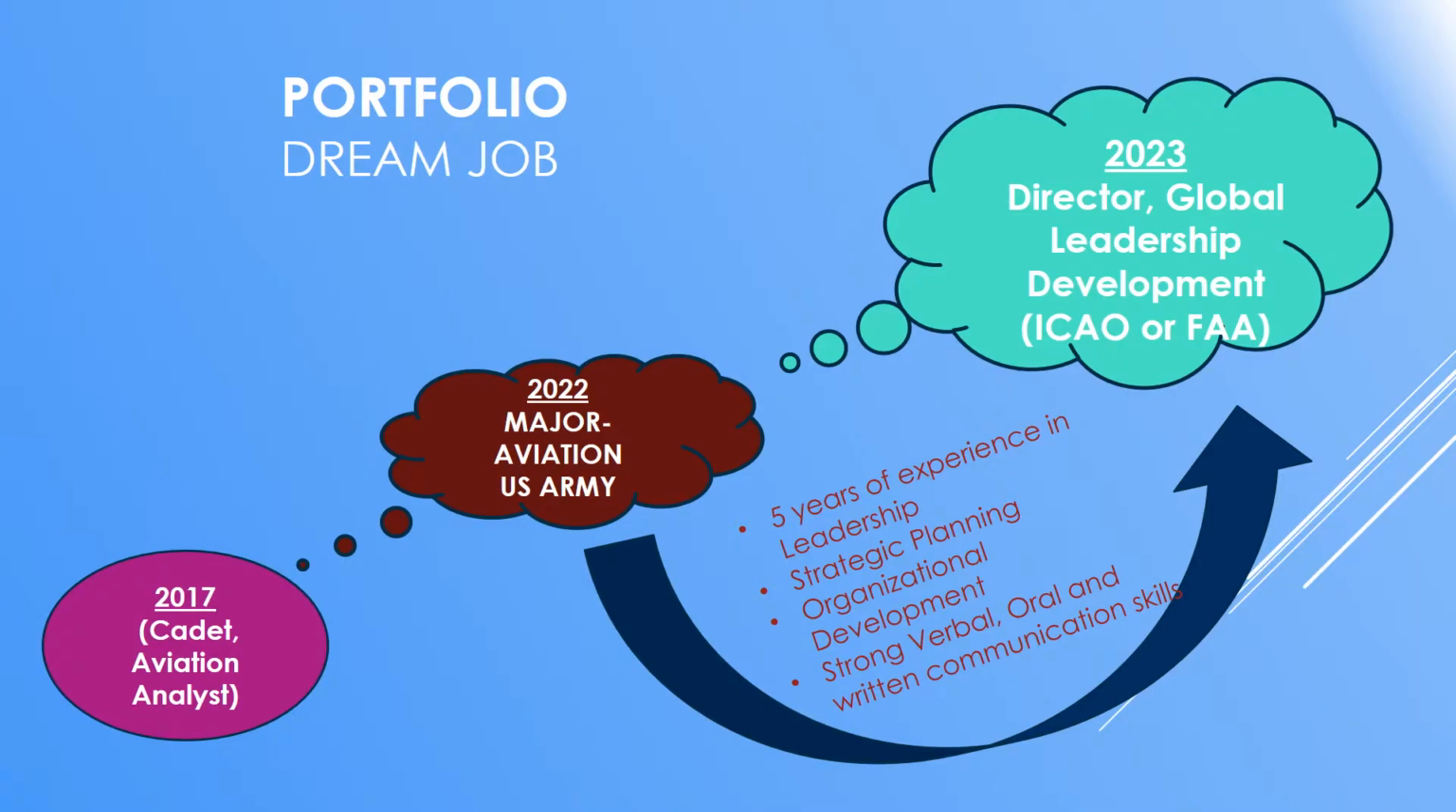So as I had explained, the reason why I had my dream job in two sections is because the job in between was helping me to leverage what I really want to accomplish. By 2022, I should have gained 5 years of experience in leadership, strategic planning, organization development, strong verbal, oral, and written communication skills, which are necessary for me to be able to attain the job that I really want, which is a director in global leadership and development.